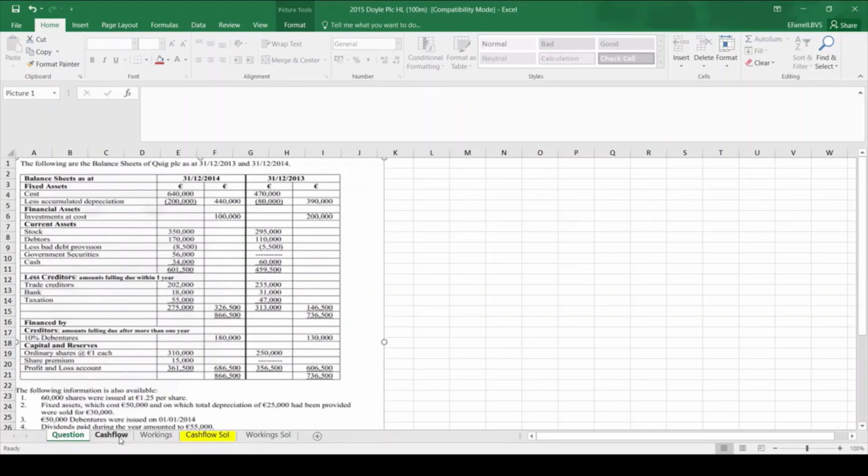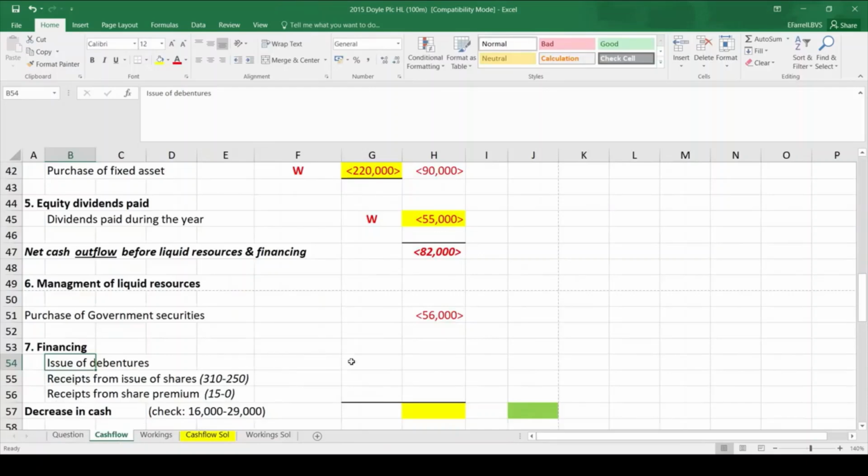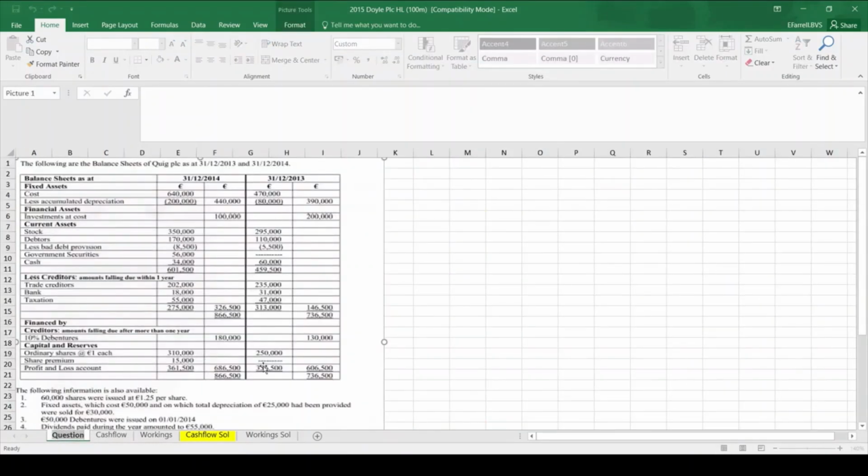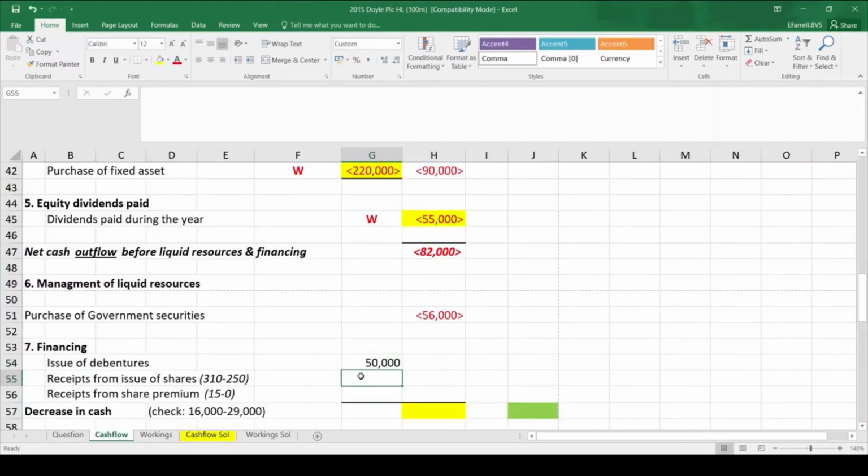So for the sake of a cash flow, we have 50,000 more. So that's going to go in as a plus 50,000. So the way to think of it with the debentures, if they go up, it'll be a plus figure. If they go down, it'll be a minus figure. Because if the debentures go down, it means you paid off your debentures, so you will spend cash to do that. Shares have gone from 250 to 310, so that's an increase of 60,000 from the shares.